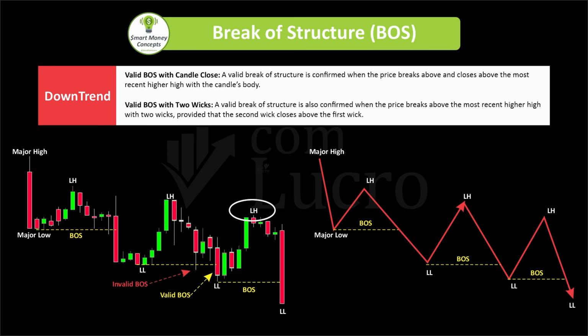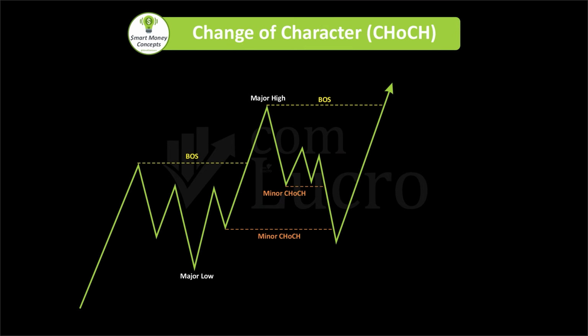Having explored various types and scenarios of break of structure patterns, and now possessing a solid understanding of what constitutes a valid BOS, let's delve into another key aspect of market structure mapping, the change of character, or CHOCH. The first step in identifying a valid change of character involves determining the general market direction, whether it's an uptrend or downtrend. Next, you need to highlight the valid breaks of structure on your price chart.